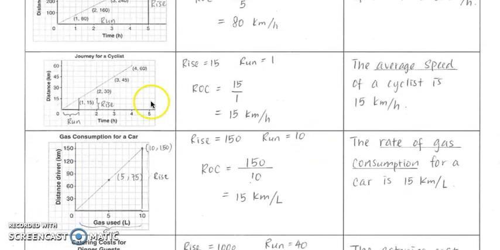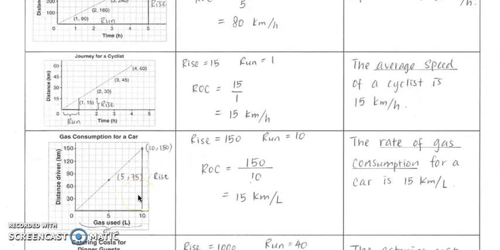On the second graph, journey for a cyclist. Now here I could have picked 0 and 1, 15, or 0, 0, 2, 30, any one of those. I've decided to draw a smaller triangle this time. So my rise is from 0 to 15, which is 15 units. My run is 0 to 1, which is 1 unit. Rate of change, 15 over 1, or 15 kilometers per hour. Again, this is the average speed of a cyclist, which is 15 kilometers per hour.